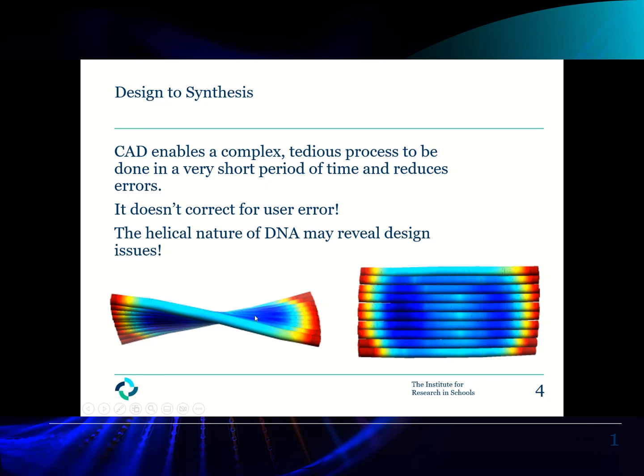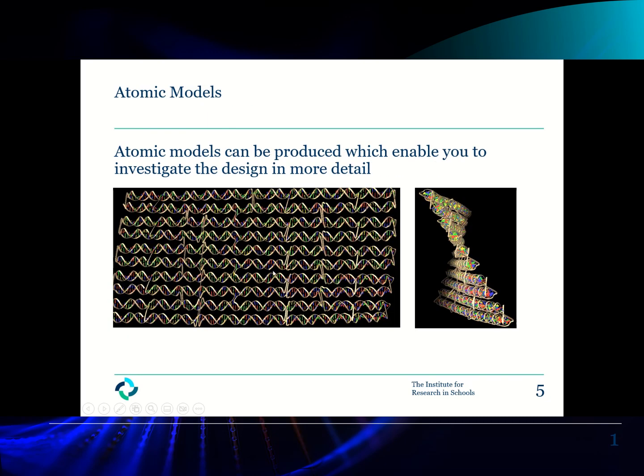So what you might want to look at is whether you can create stable designs that have a natural twist in, or you might want to look at altering where the crossovers are to see the effect of what happens with that. We can use atomic models, and this is from the example previously, which enable you to evaluate your designs in more detail.